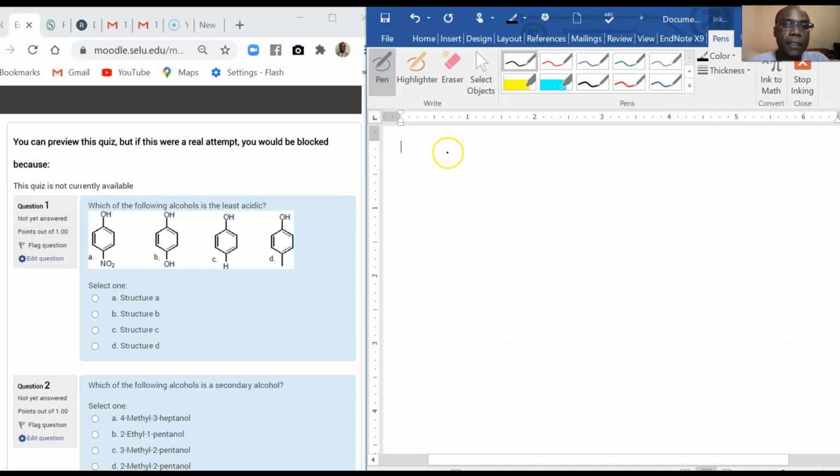Alright, so this is exam 3 review. The one that you did. Let's look at the concepts that were tested. So question 1: Which of the following alcohols is the least acidic?